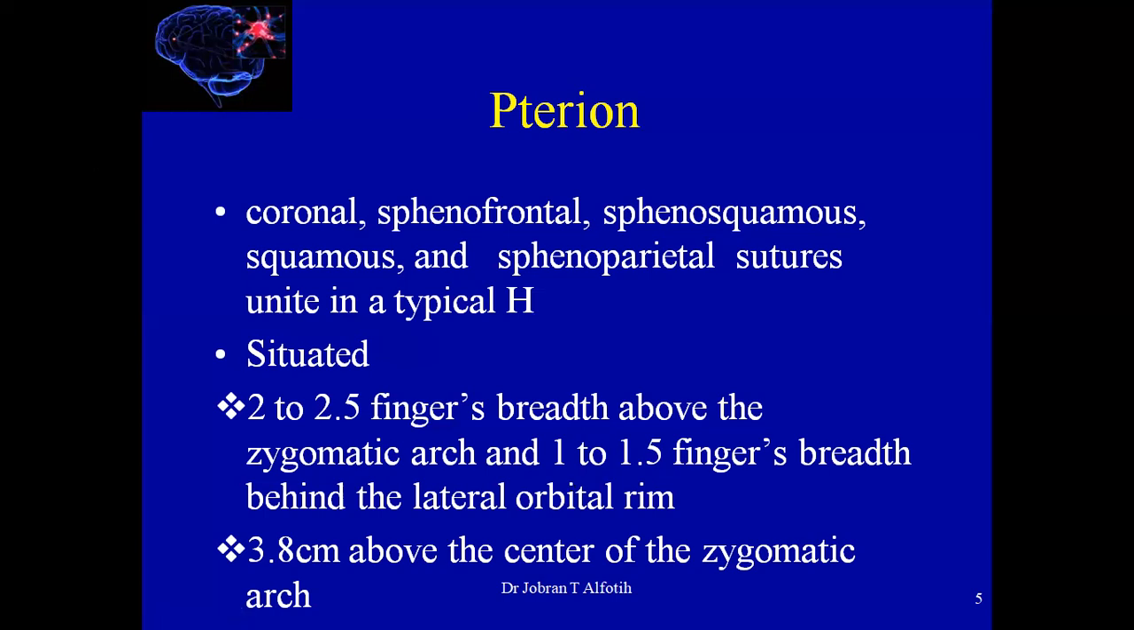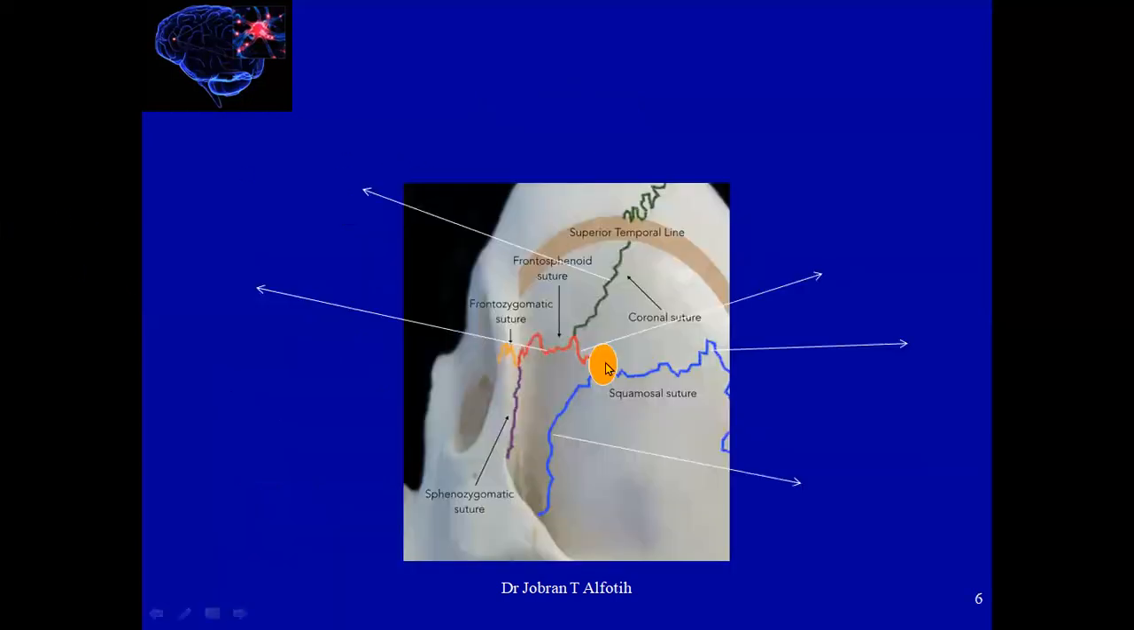In another way, we can find it about 3.8 centimeters above the center of the zygomatic arch. So here is the pterion area, and we can see the H shape. We have here the coronal suture, here the sphenofrontal suture, here the squamous suture, and here the sphenoparietal suture.